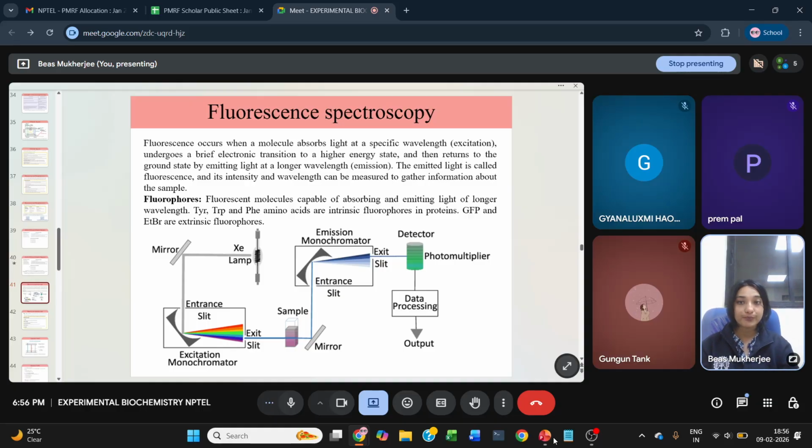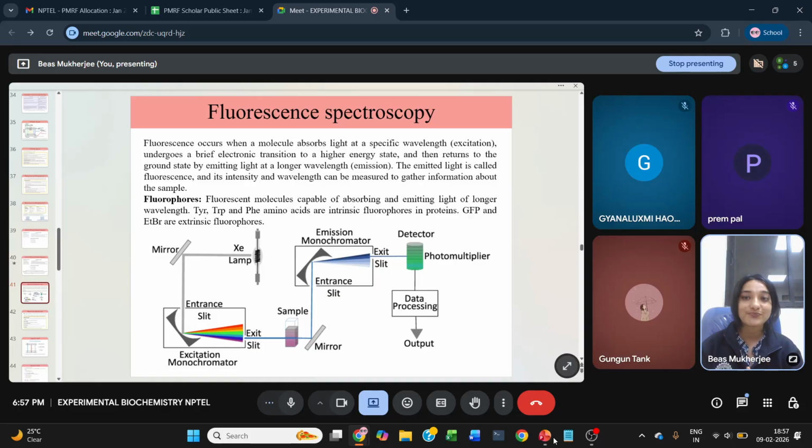Now fluorophore. Fluorescent molecules are capable of absorbing and emitting light of longer wavelength. One second. Oh, sorry. It is longer wavelength, not shorter wavelength, because if it is longer wavelength, only then it will be of a relatively lower frequency. That means it is going to release some energy in the process, and that energy is released in the form of internal conversion. Right? Now it will make sense.